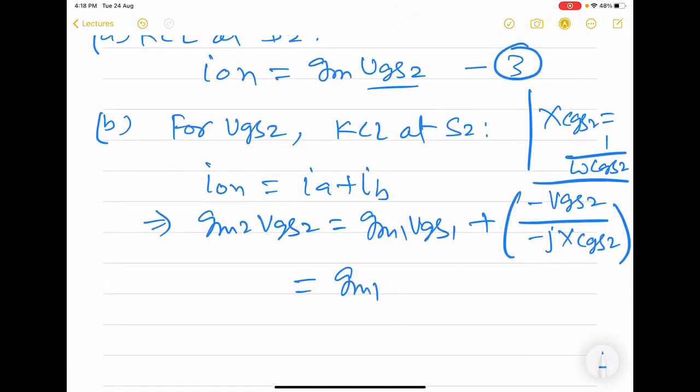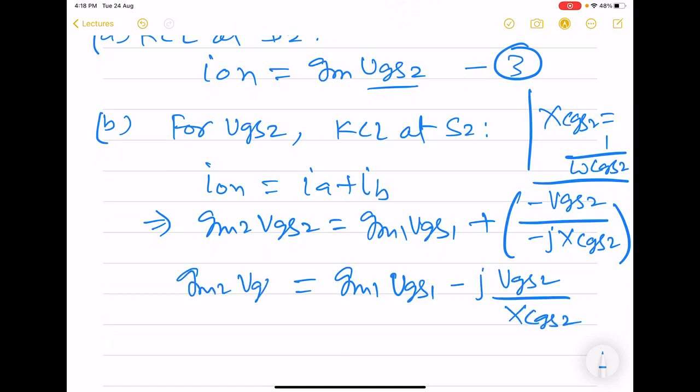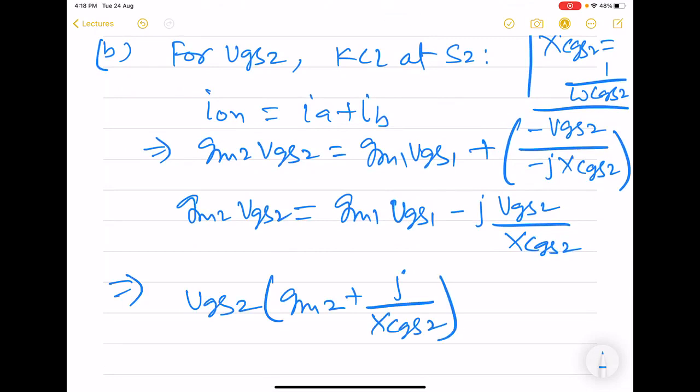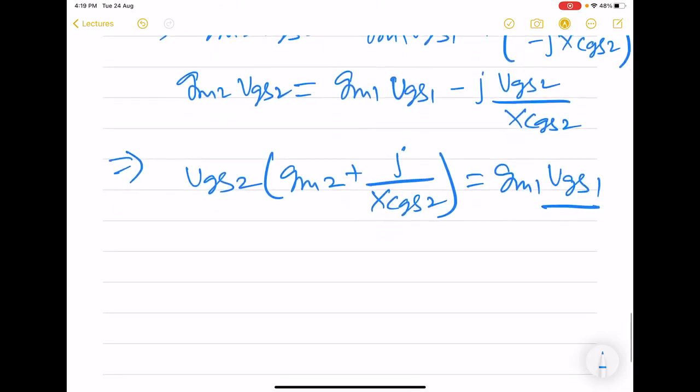So here we get GM1 VGS1 minus j VGS2 divided by X CGS2. So from here we can set up the equation for VGS2 as GM2 plus j by X CGS2 times VGS2 is equal to GM1 VGS1. So now we have a known VGS1.